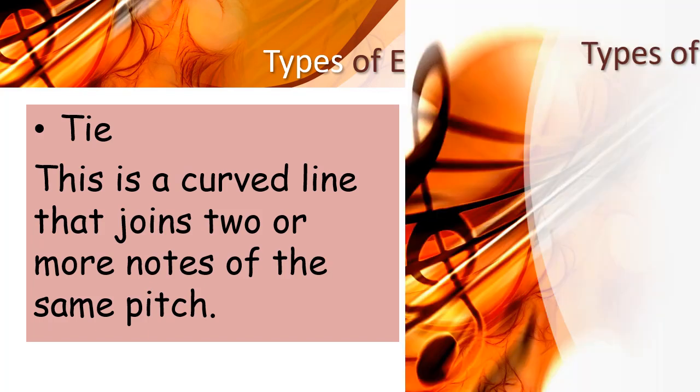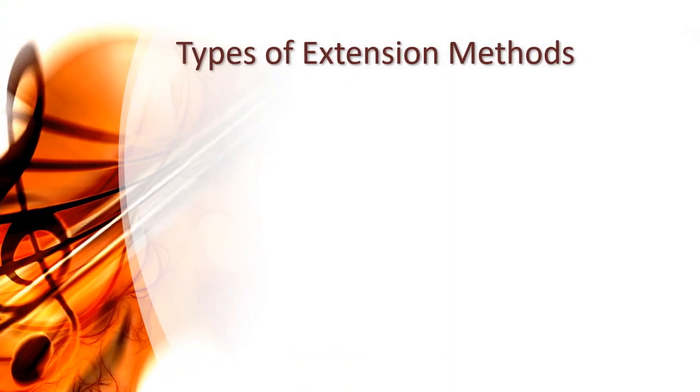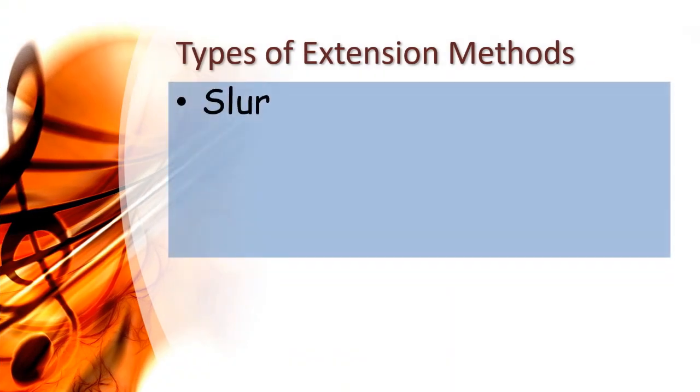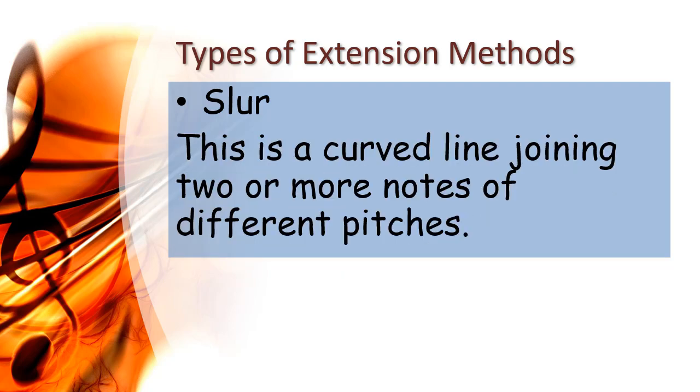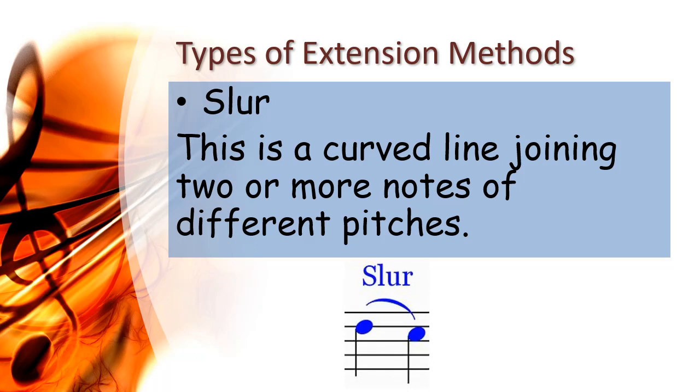Now the next one, which is a slur, is a little different from that of a tie. A slur is a curved line joining 2 or more notes of different pitches. Now you can get 2 or more notes as long as they are not of the same pitch. What that means, again, is that their placement on the staff is not on the same line or space. Then that curved line that joins them together shows that it is a slur.